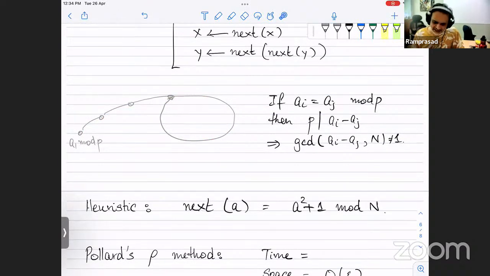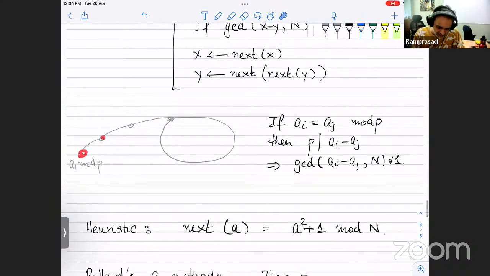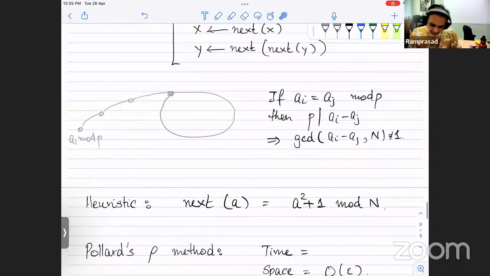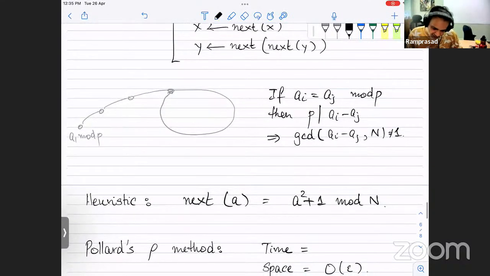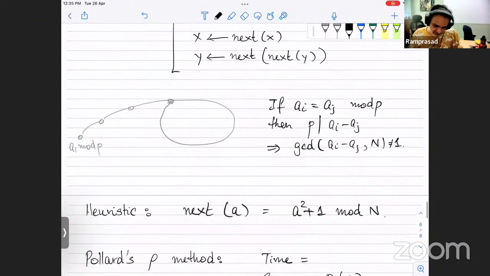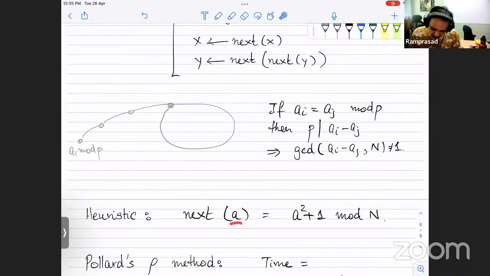Once again, there are a number of residue classes mod P. Therefore, the length of the tail plus the length of the loop, etc., is going to be at most P. So the total time taken is, how do I put it this way? If you believe that if I start with a particular A, and then I go to the next A being A squared plus 1 mod N, and if you believe that's like a random number, just mentally tell yourself that it's like a random choice that you take. And you keep doing this again and again.